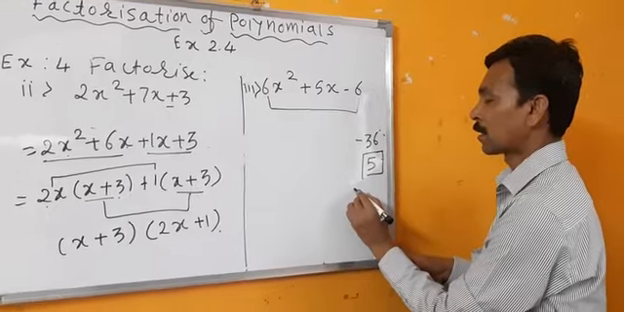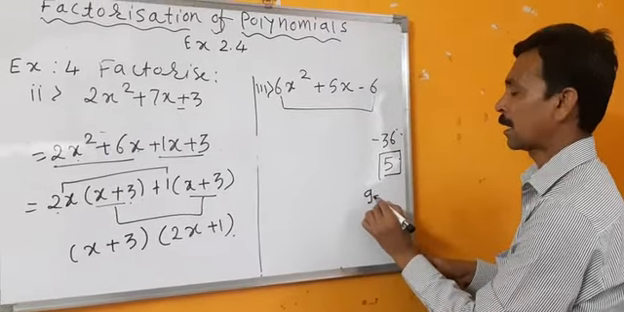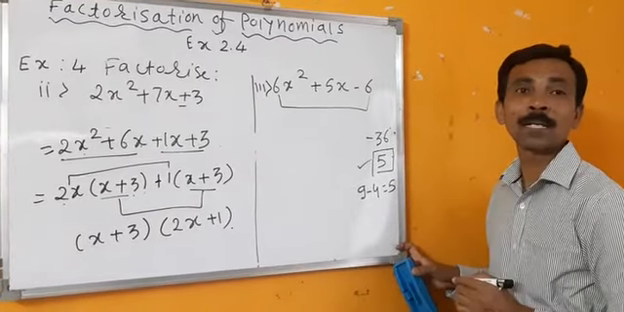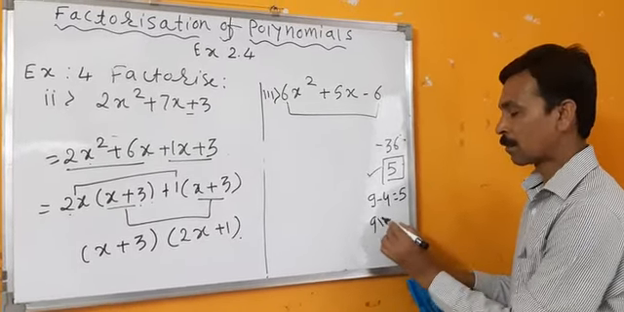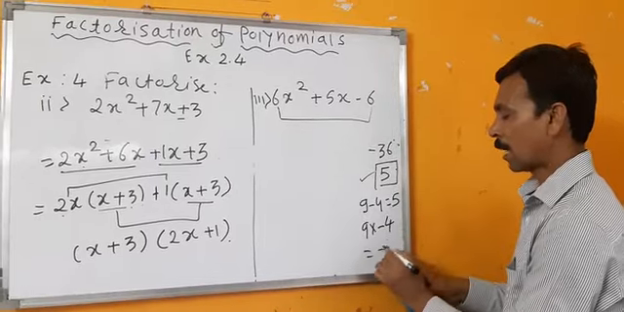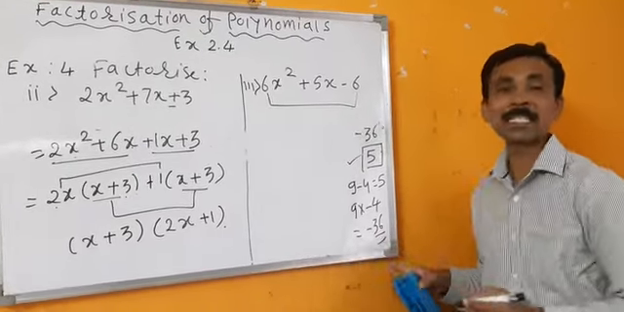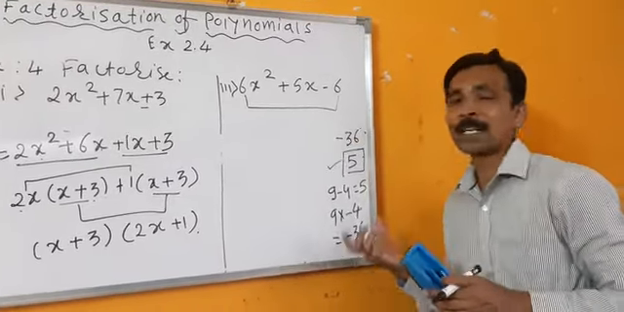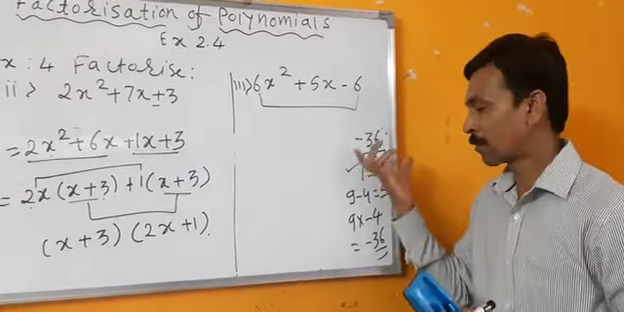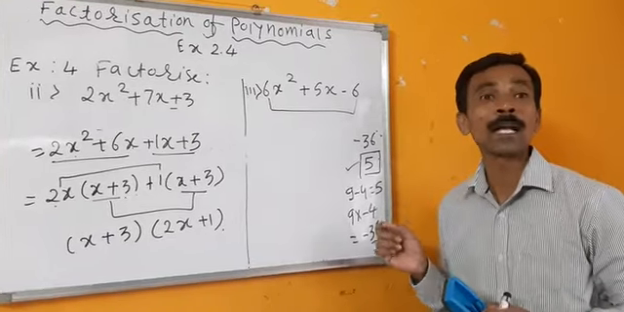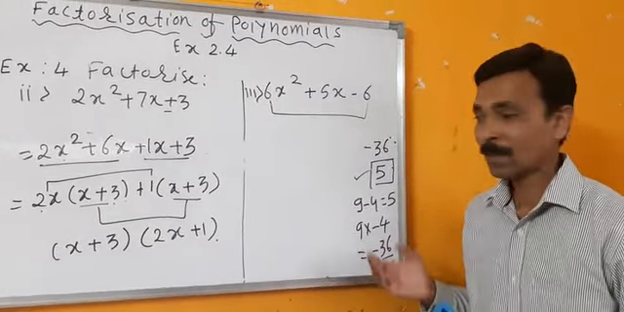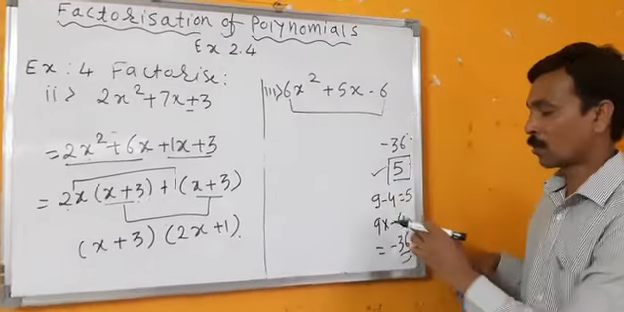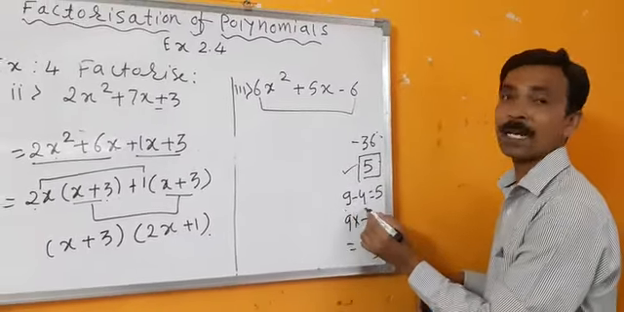So let's see. 9 minus 4. What is 9 minus 4? 5. So we got the middle term. And see, what is the multiplication? 9 into minus 4 is minus 36. You have to keep in mind that you will not get it within 1 second. If you're not getting it, you have to do the trial and error method. Then only you will get these numbers. So we have got it. The numbers are 9 and minus 4.